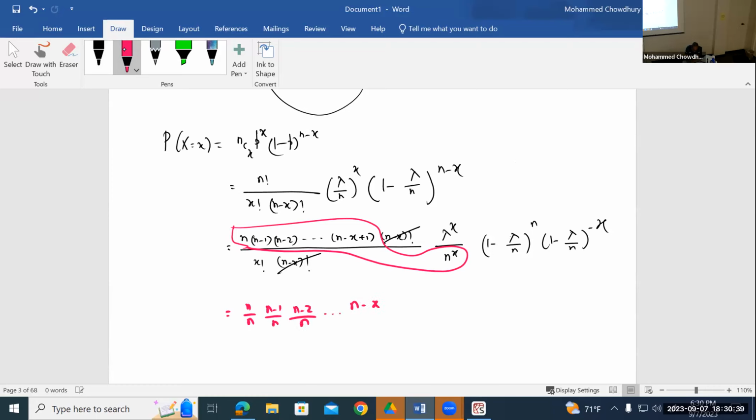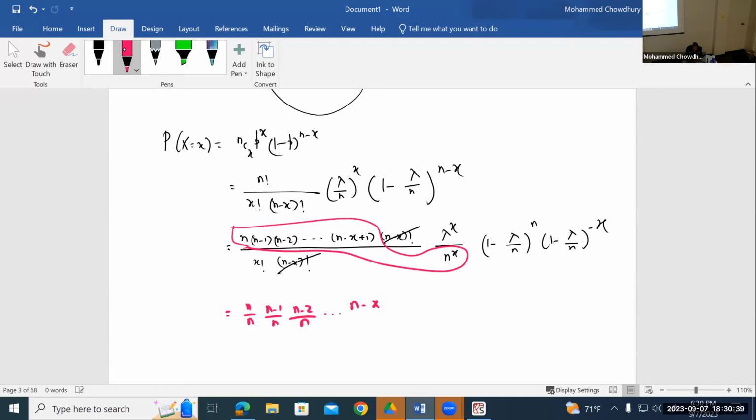So then what will you have? A equals e to the power minus lambda. So I got e to the power minus lambda, right? Now I have to show that this other quantity equals 1. That is easy.